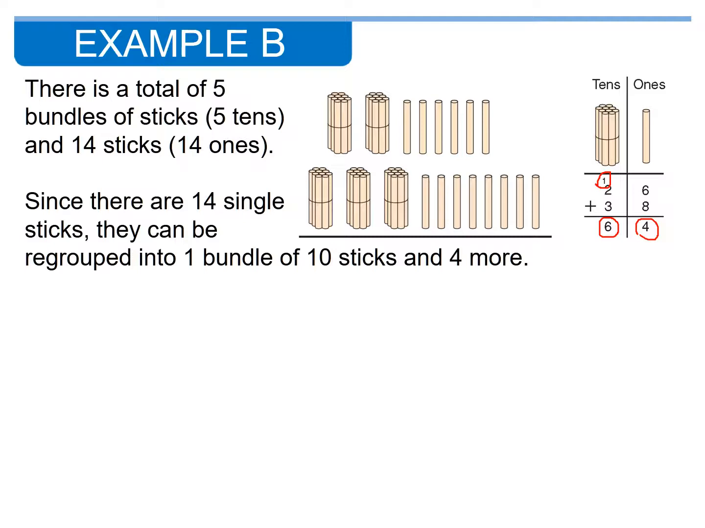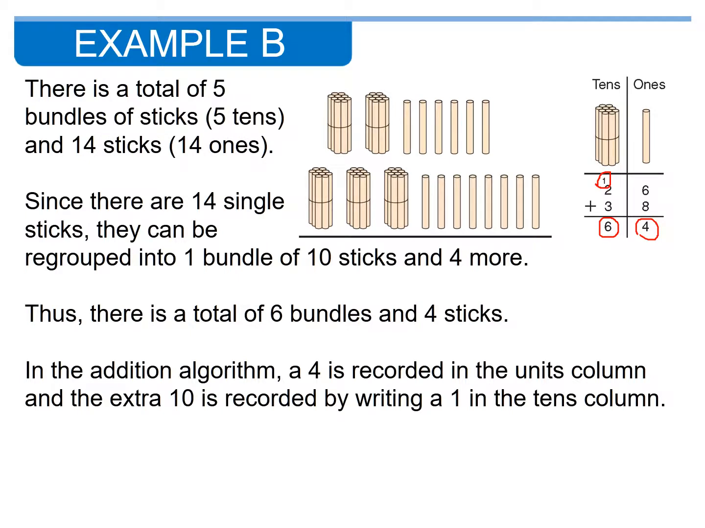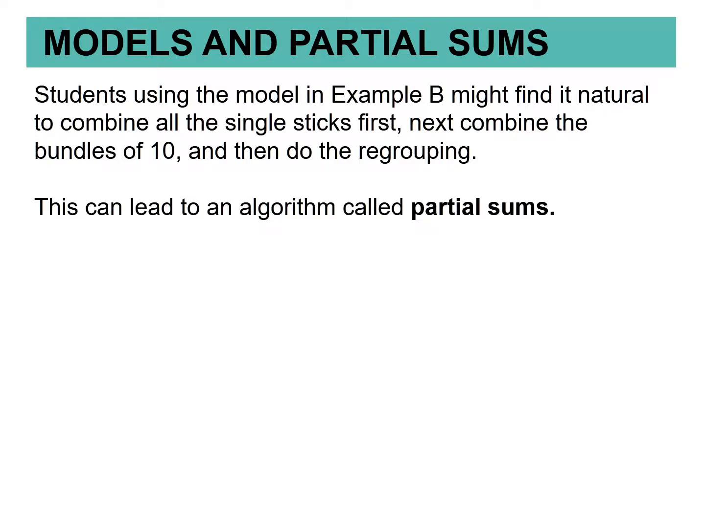Okay, so when I regrouped, which is what I just told you about, I end up with 6 bundles and 4 sticks. So in the addition algorithm, the 4 is recorded in the units column, and the 10 is recorded here by writing a 1 in the tens column. Sometimes students might group the sticks together first, then do the regrouping, kind of like I did with the base 10 blocks. And what we have when we do that are called partial sums.